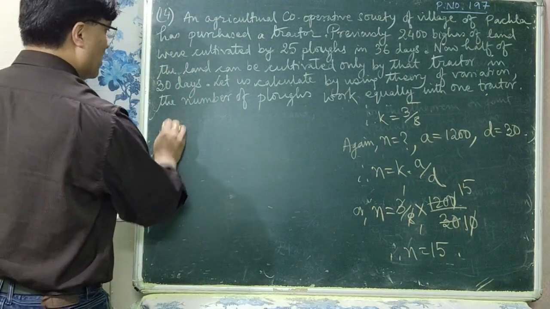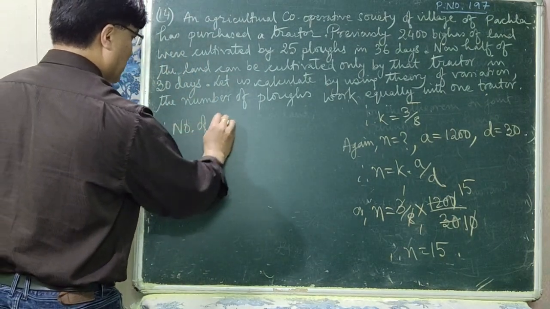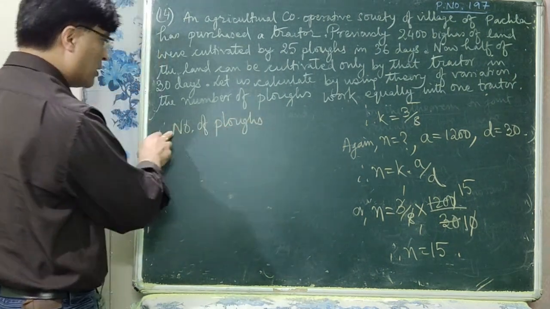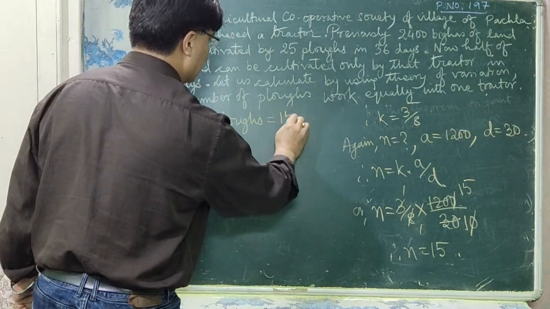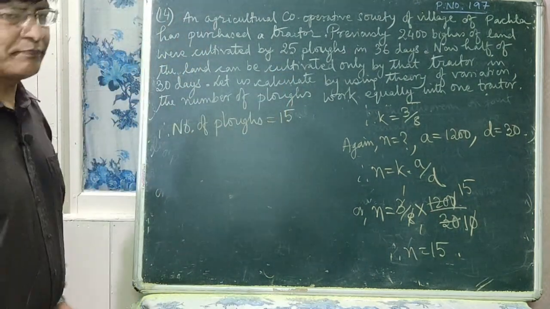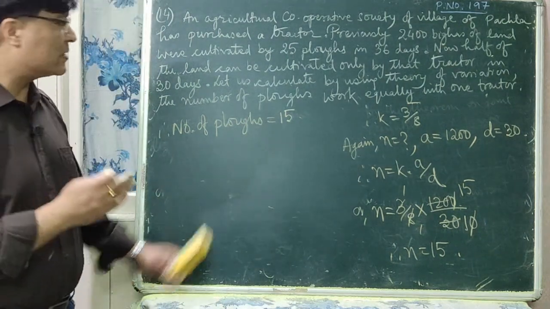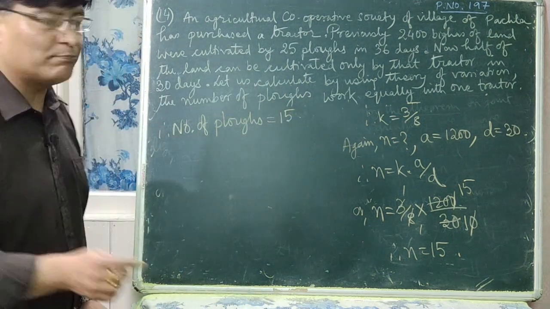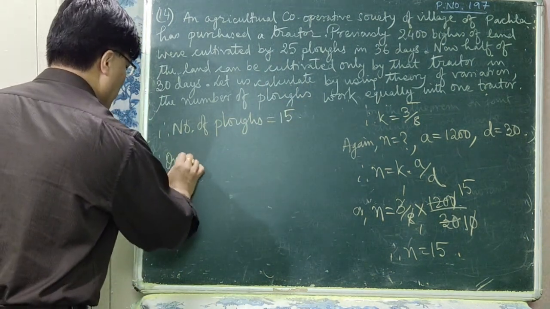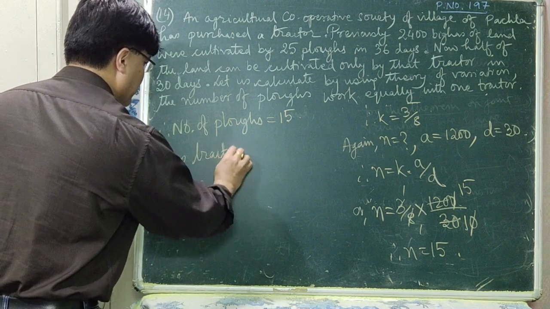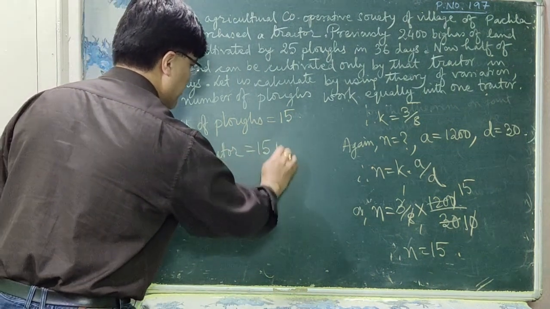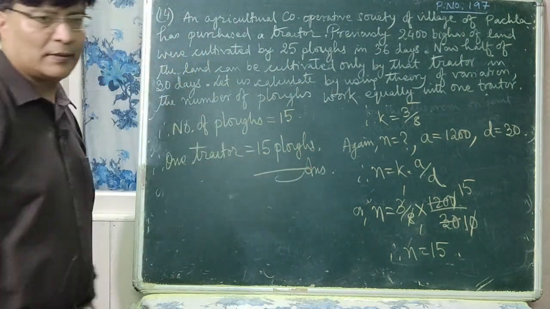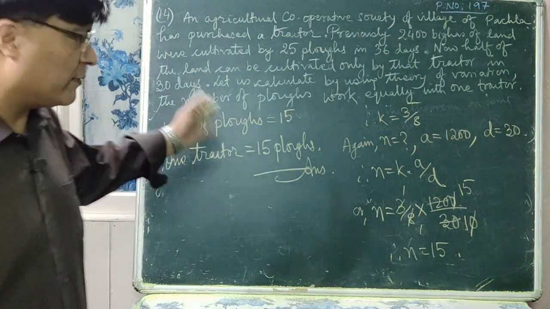So therefore, the number of plows to be used, the answer is equal to 15. That is, one tractor is equal to 15 plows. So therefore, one tractor is equal to 15 plows. So this is the answer. So I think you have understood it. This question is very, very important.